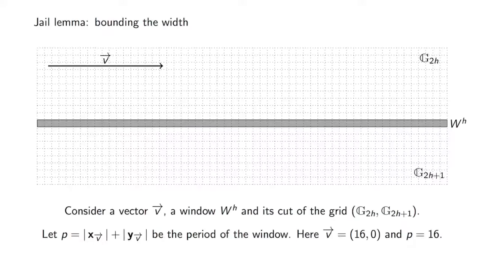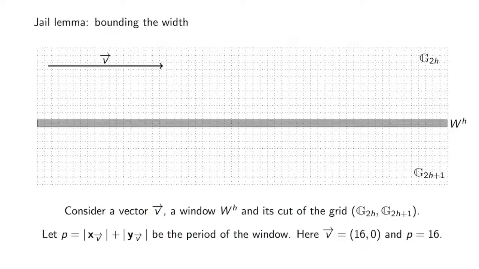Now, we prove the jail lemma. For the moment, we focus on bounding the width of a path which does not intersect with its translation by a vector v. Consider a vector v, an integer h, the window wh and its cut of the grid made of g2h and g2h+1. Let the integer p be the period of the window wh.